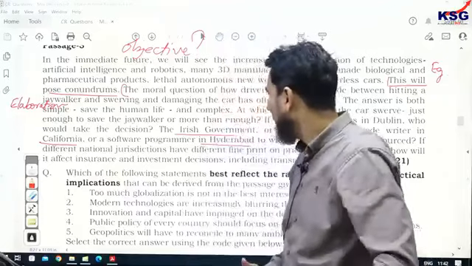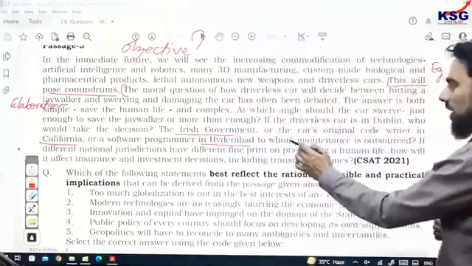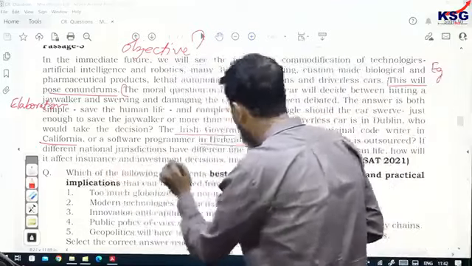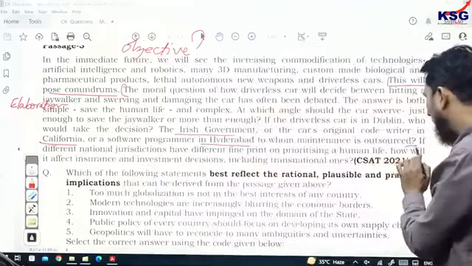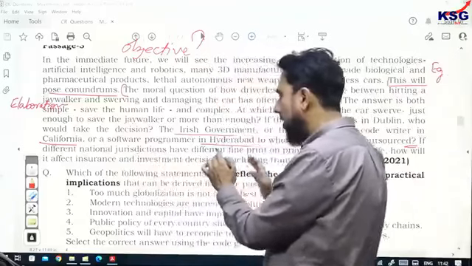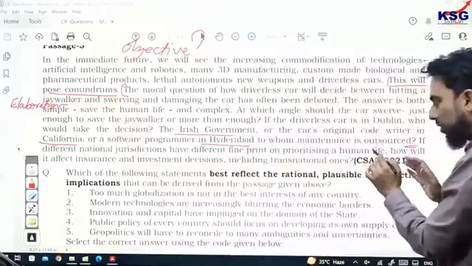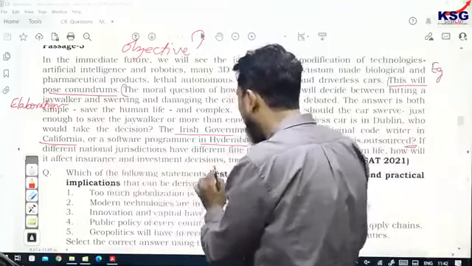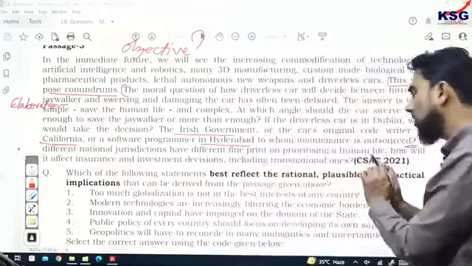A software programmer in Hyderabad to whom maintenance is outsourced. If different nations, then the author makes a question mark. So he wants the answers to these questions. He says if different national jurisdictions have different fine print on prioritizing a human life, how will it affect insurance and investment decisions, including transnational ones?